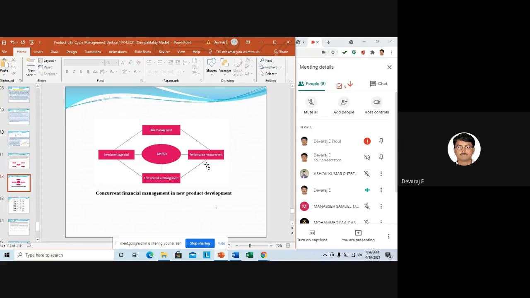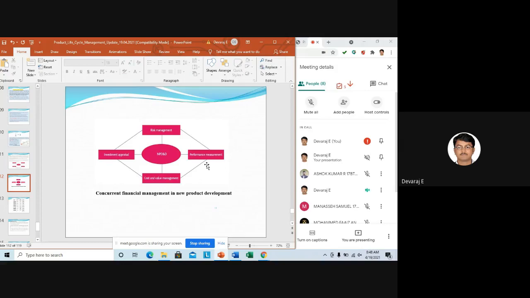Initially, they will go for the designing part, then they will check the performance for one or two products. If the performance is good, or if the product is functioning with respect to the customer needs, then they will go for manufacturing of more products. So this is called concurrent financial management in a new product development phase. You should understand this, this is very, very important. If anyone has any doubts, you can ask me. Otherwise, I'll go to the next.